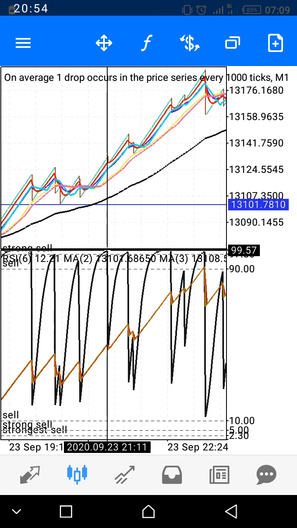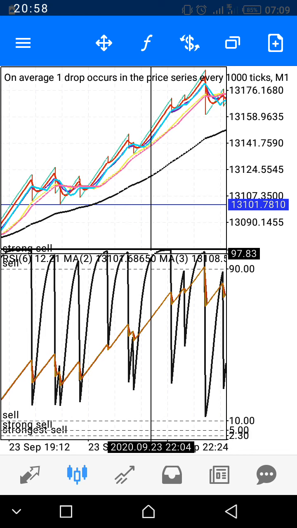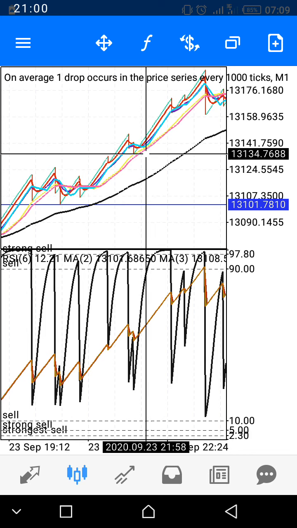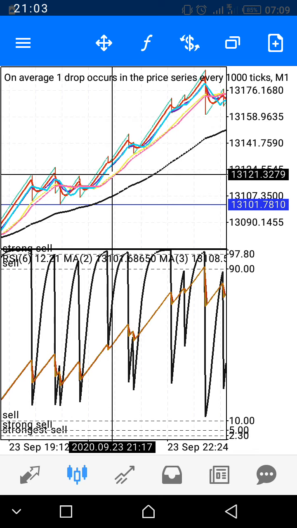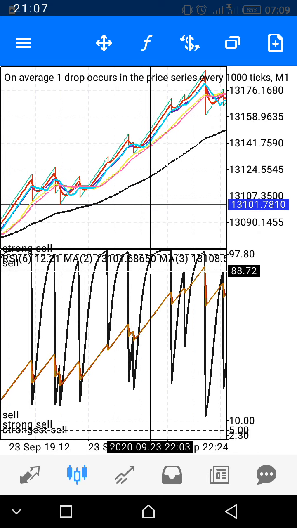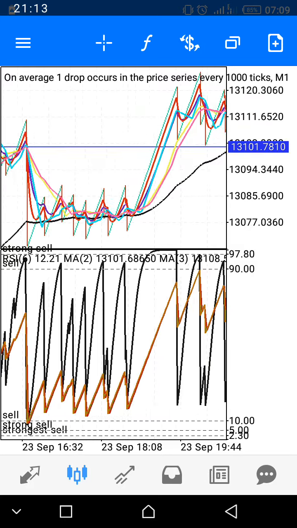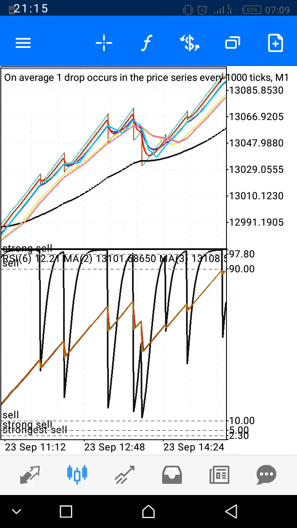Sometimes it goes beyond that. Look at this one, because in this particular trend, it's a buy trend, so it was going beyond the 90. But most times, at the level of 90 or 97.8, it must spike.